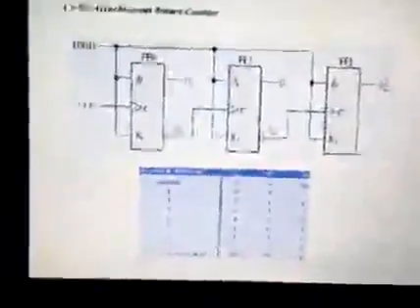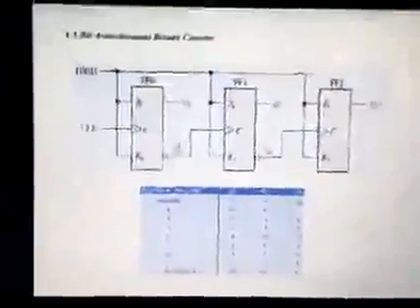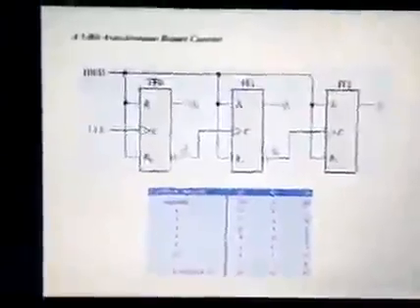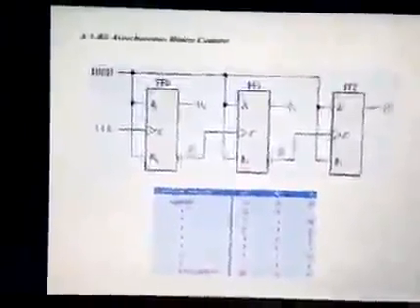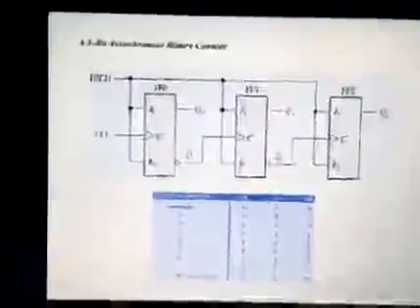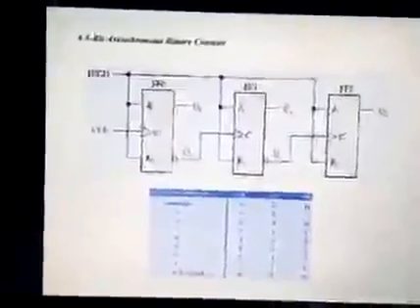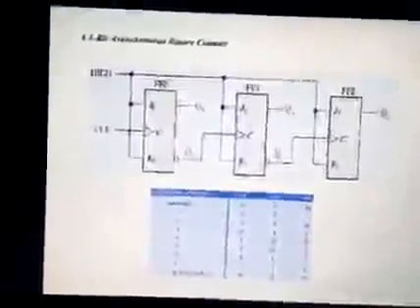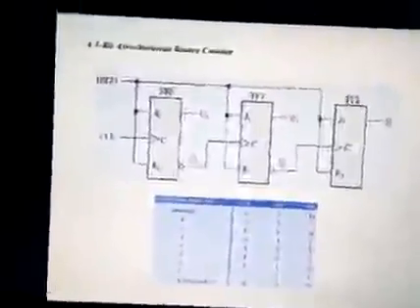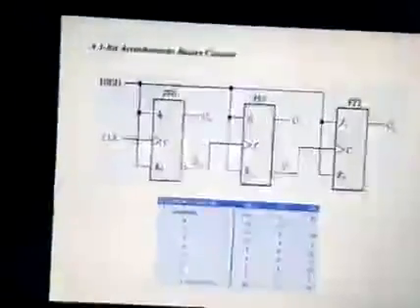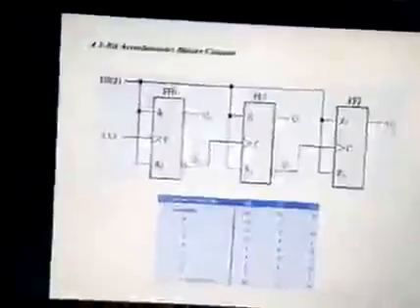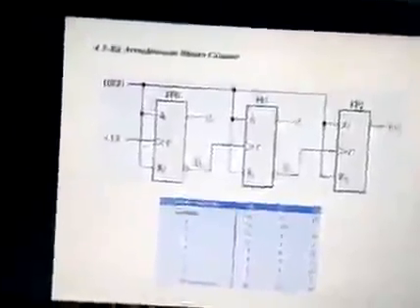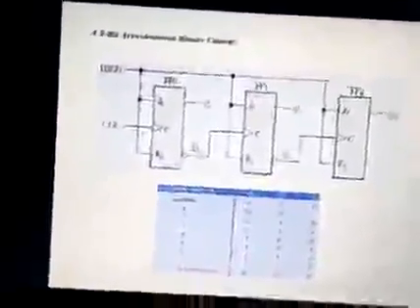Then the next is the 3-bit asynchronous binary counter. For 3 bits, 3 T flip-flops are required. So 2 to the power 3 means how many possible counts? 8, which starts from 0 to 7 for up counting and 7 to 0 for down counting.